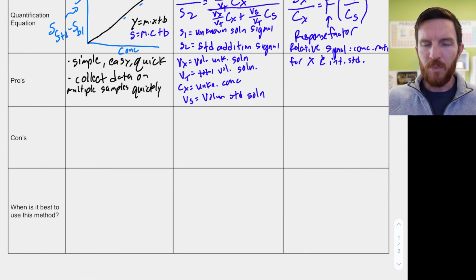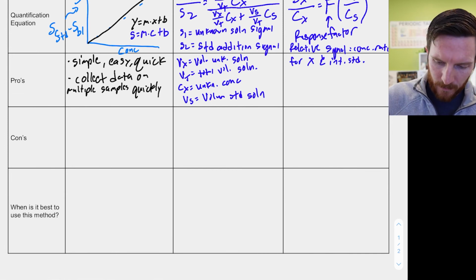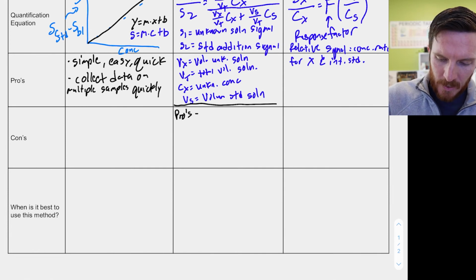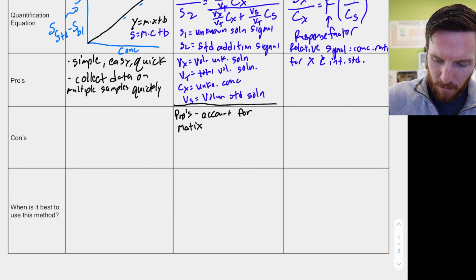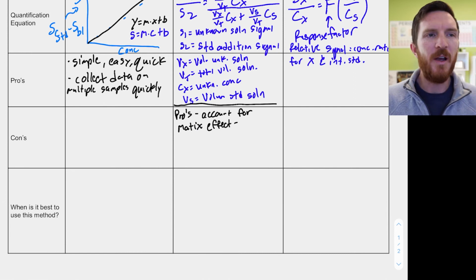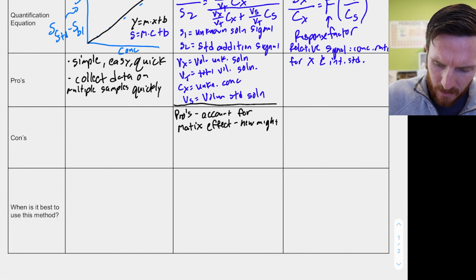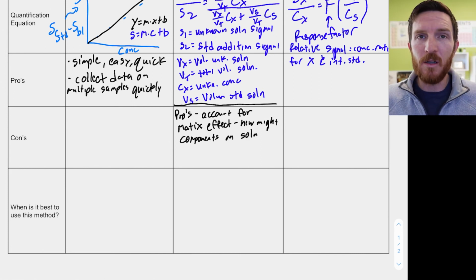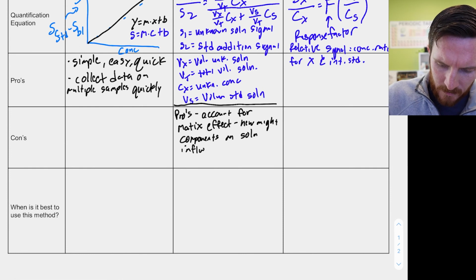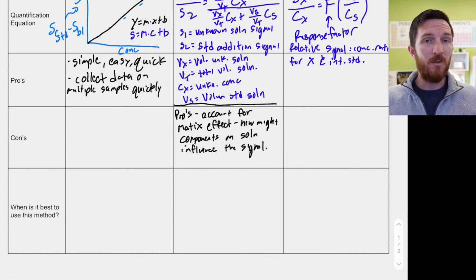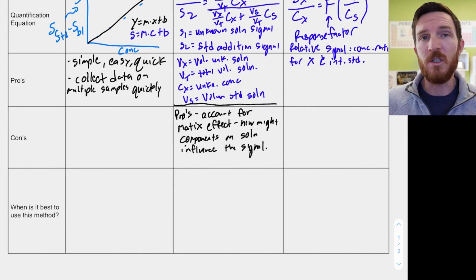Then when we consider the pros for our standard addition, we went ahead and ran out of room here. The pro for our standard addition is that this can account for what we would classify as the matrix effect. And the matrix effect is basically thinking about how the components of the solution that contains our analyte might influence the signal that we would see. It may be that they decrease the signal, they could enhance the signal, it just depends on what we're looking at.